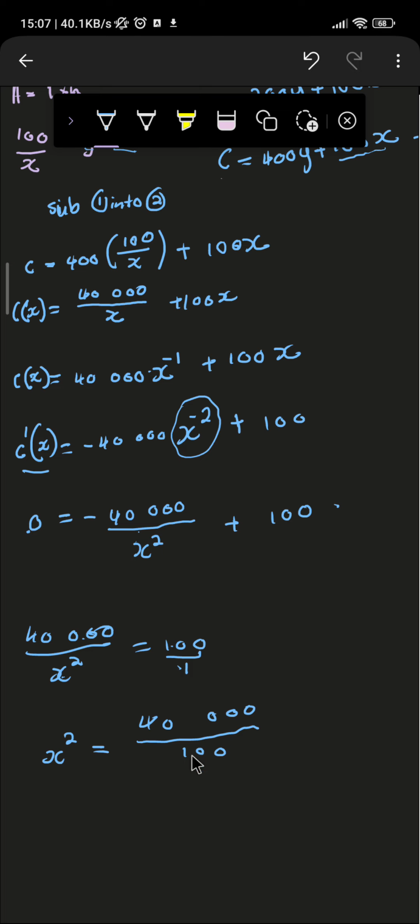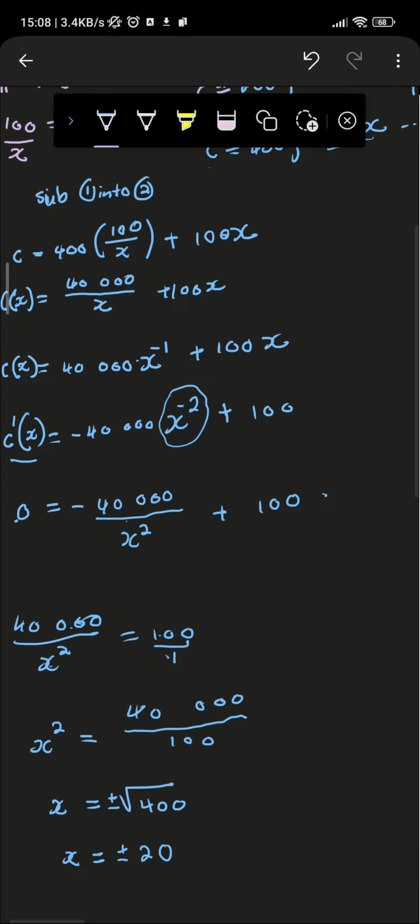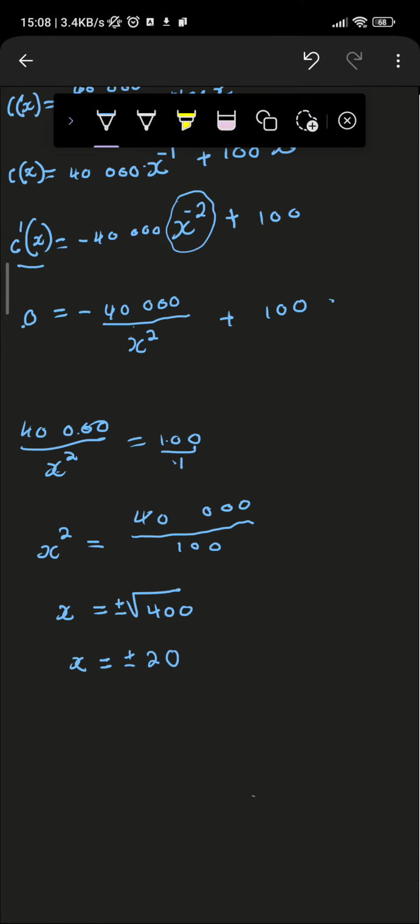So when this gives us 400, x is going to be, when you apply a square root like that, the square root of 400. The square root of 400 is going to give you a positive or negative value. So the value of x here is going to be positive or negative 20. Right, so the value of x cannot be negative, since we are talking about the length. X is our length there. It cannot be negative. Therefore, x is equal to 20.